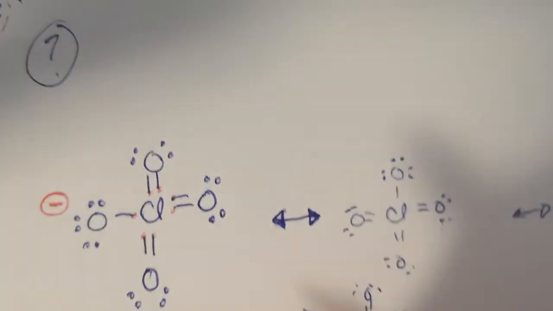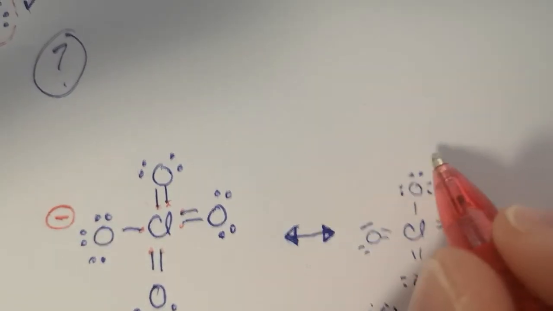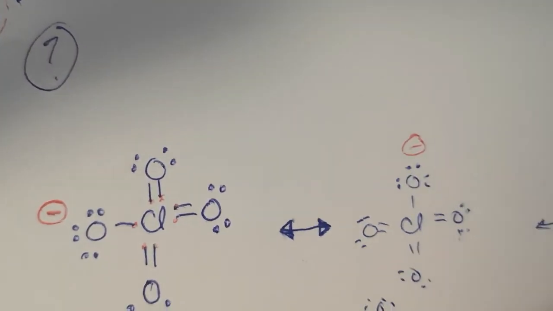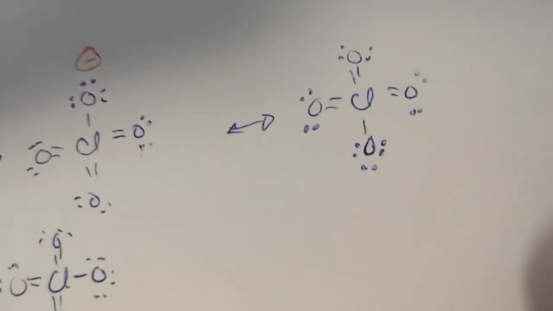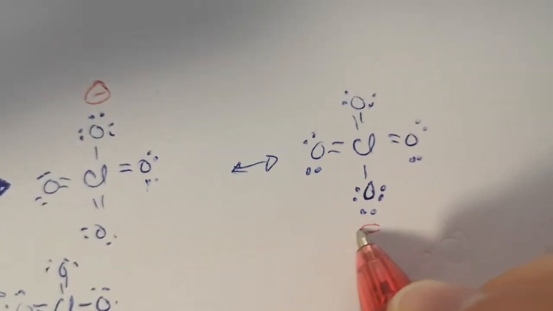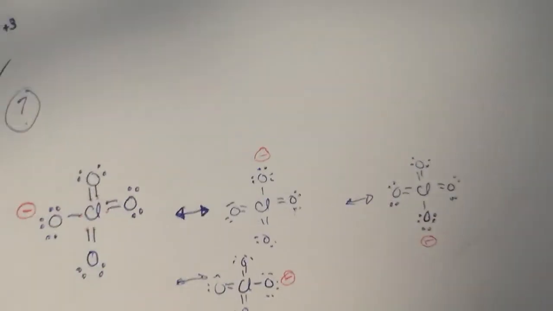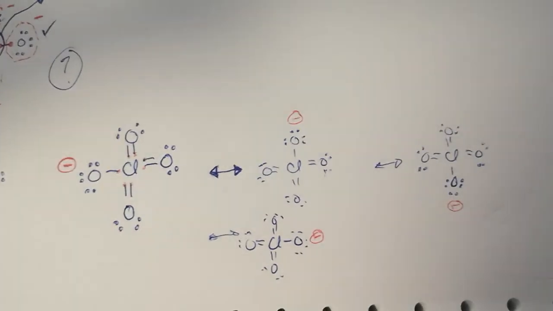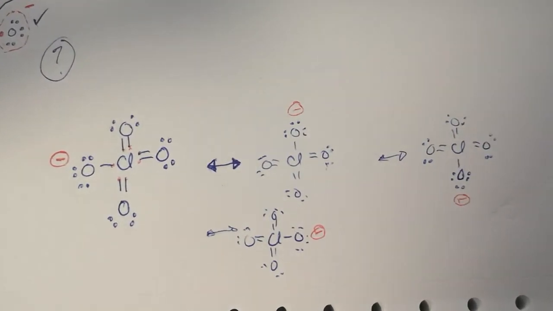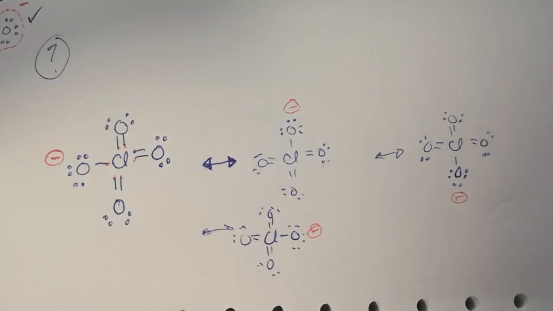What you'll notice is that the negative charge doesn't reside on any one particular oxygen atom. When we draw the resonance structures, the negative charge is distributed evenly across all oxygen atoms. This is resonance.